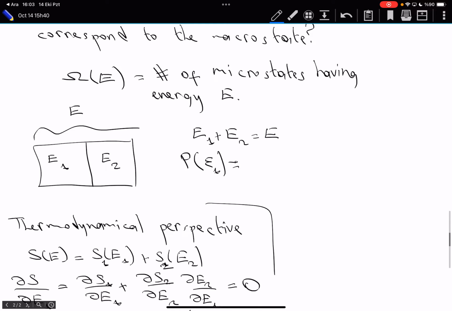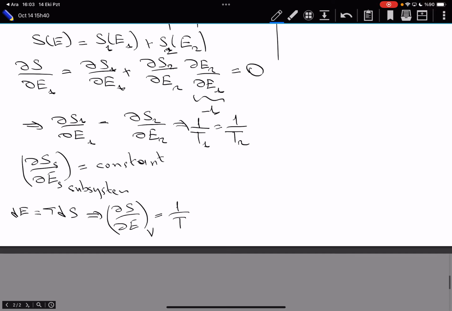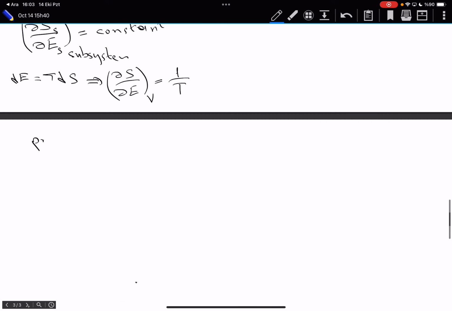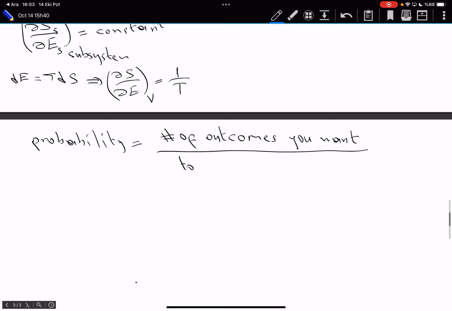The total. So the general definition of that probability is the number of outcomes you want divided by the total number of possible outcomes. So this is how we define the probability of anything.